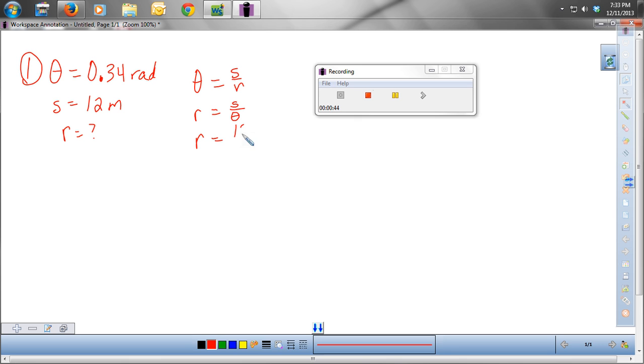S is my 12 meters. My theta is 0.34 rads. So when I divide 12 meters by 0.34 rads, I wind up getting 35.3 meters, if I can read that correctly. Yes, 35.3 meters. So the radius is 35.3 meters.